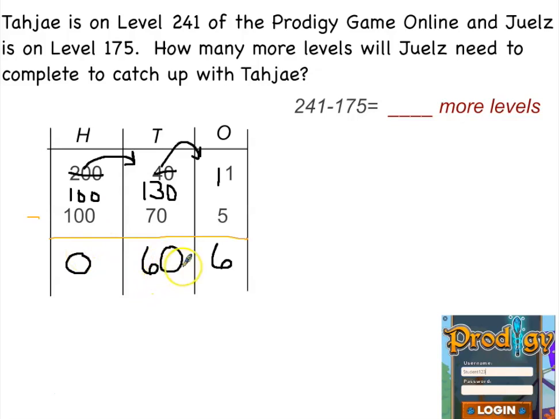Now I'm going to look at what I have down here, and I'm going to combine these back together. So 60 plus 6 equals 66. So I took my two partial differences and combined them back into one difference. And so my final answer was 66.